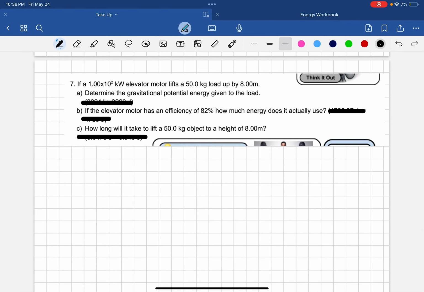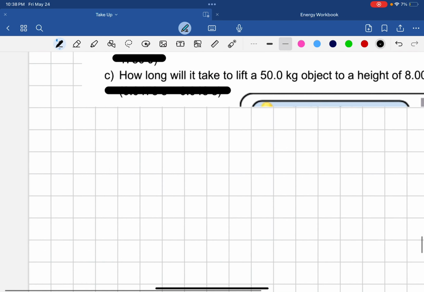All right, so this is page 7, question 7 of the energy workbook. It says if a 1.00 times 10 to the 2 kilowatt elevator motor lifts a 50 kilogram load up by 8 meters, A, determine the gravitational potential energy given to the load.